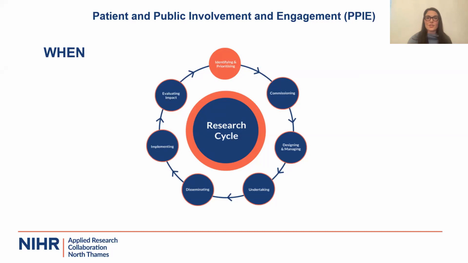So starting at the top of the slide with the very beginning of the research process, with identifying and prioritizing research, an example of including PPI&E within this stage could be running a consultation session where you present your research idea to a panel of patient and public representatives in order to sort of sense check and get feedback on your research. And then that can then lead on to the commissioning.